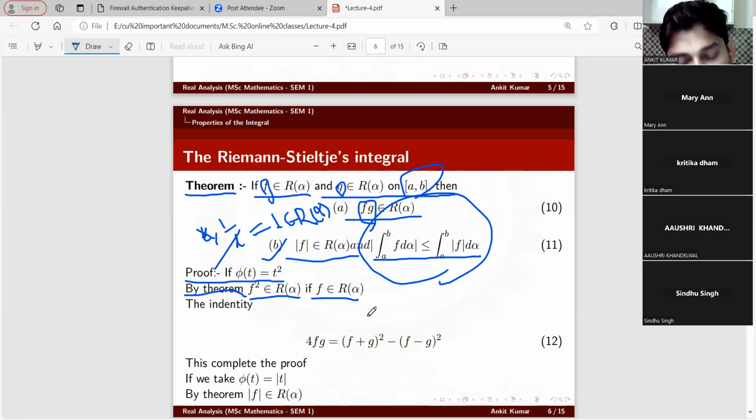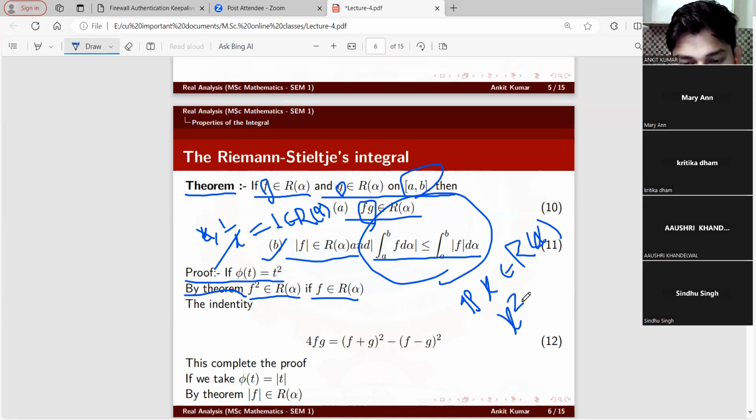This is a theorem. The theorem says that if x is any function which belongs to R alpha, the Riemann Stieltjes R alpha, then x square also belongs to R alpha. This is the theorem statement.